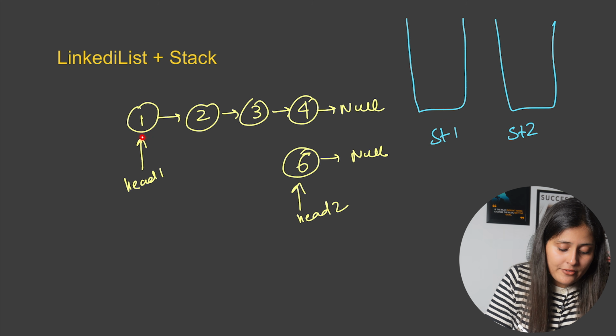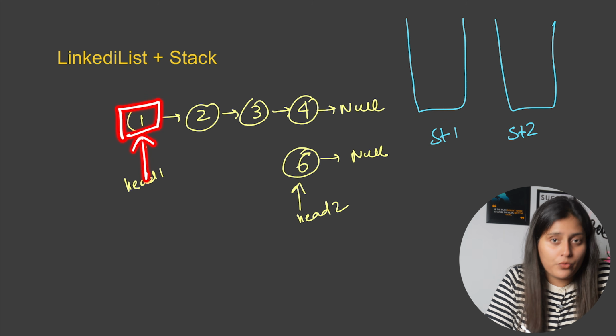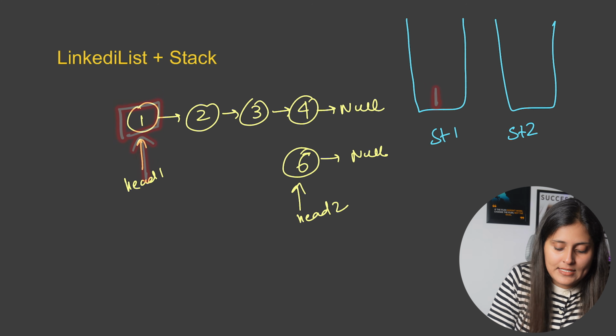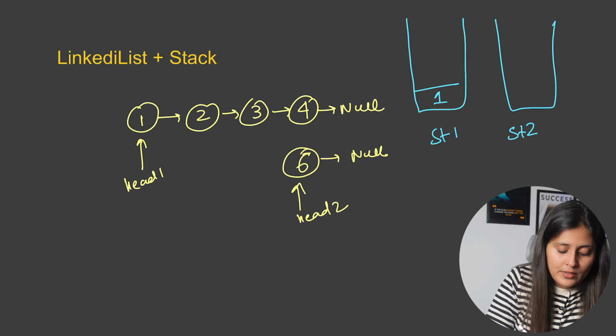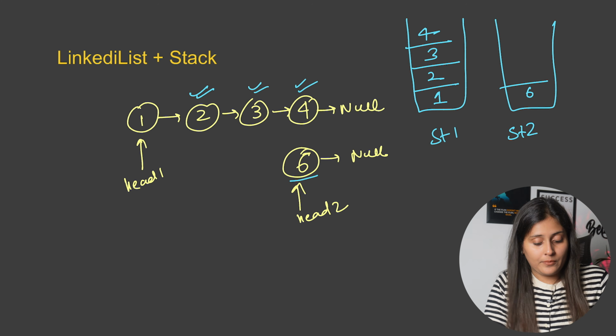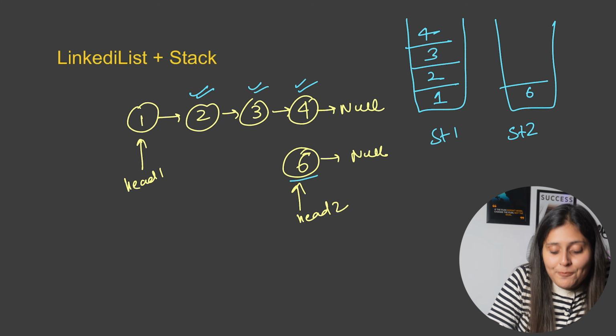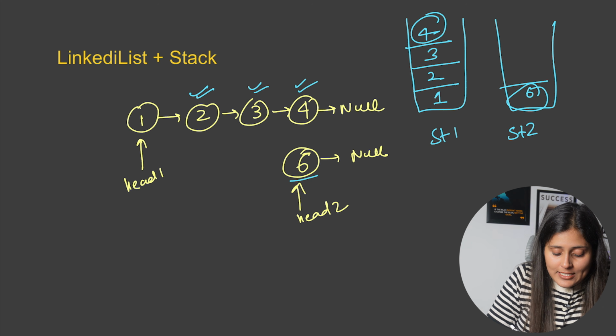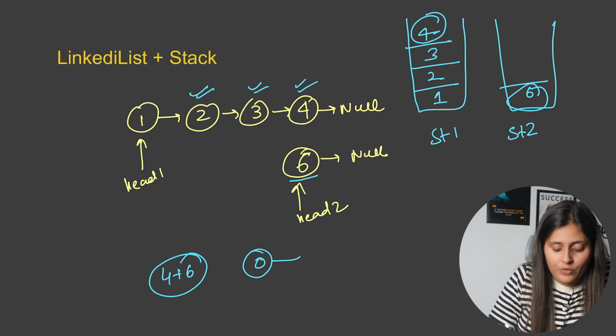So first you will start with the head pointer and traverse to 1, and you will store this 1 value in stack 1. Next time you will reach 2 and store 2. Similarly, next time 3 and next time 4. Now for the second linked list, you will store this 6 in stack 2 and done. So now you will start popping this 4 and 6, and you add 4 plus 6 and make it 10. So you can say 0 will be added and 1 will be carried forward.